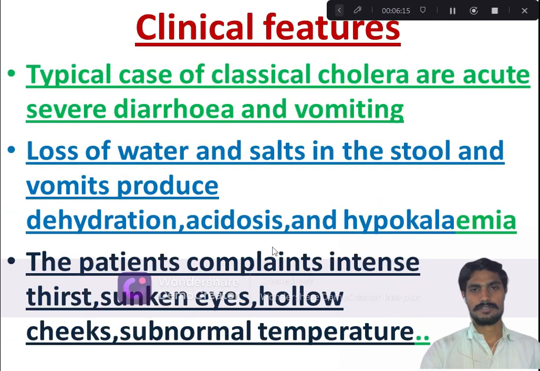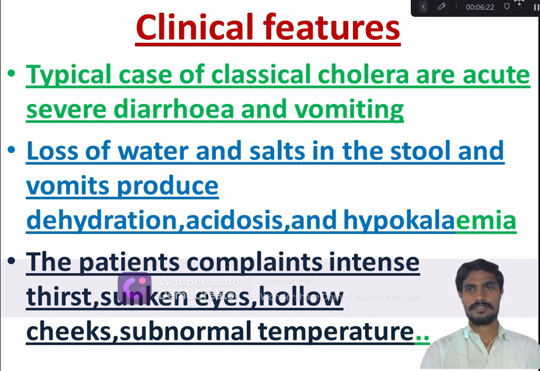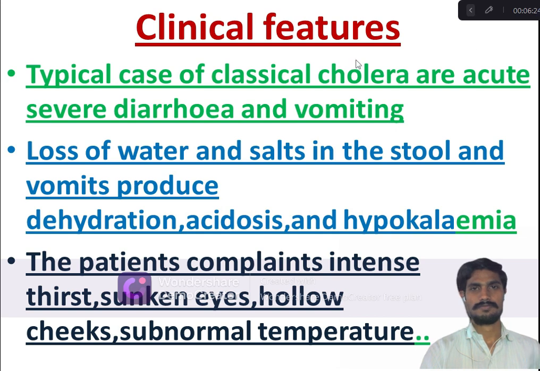Next you can see clinical features. Which are the clinical features cholera has? During the time when the person is suffering from cholera, which are the symptoms he will show us? Those are the clinical features. Typical cases of classical cholera are acute severe diarrhea and vomiting. This is one of the main important clinical features.